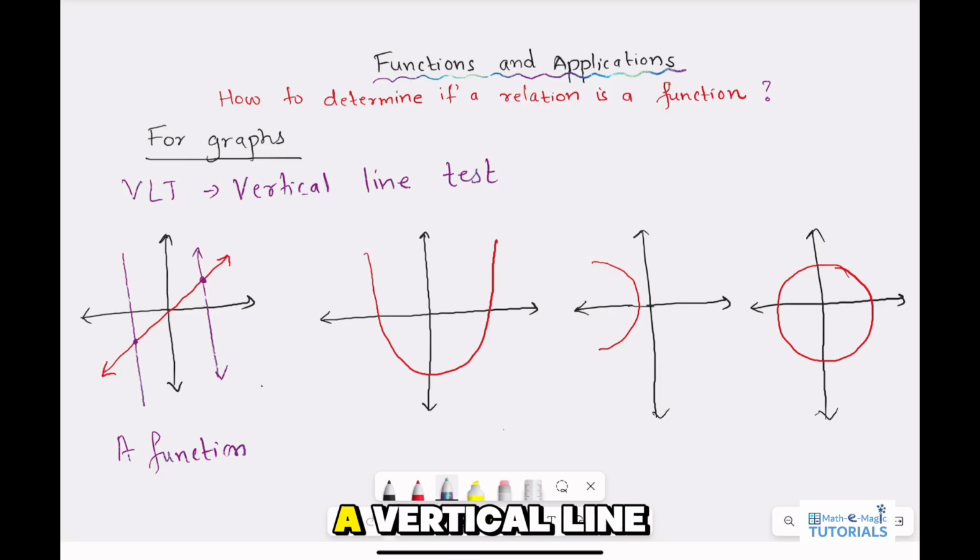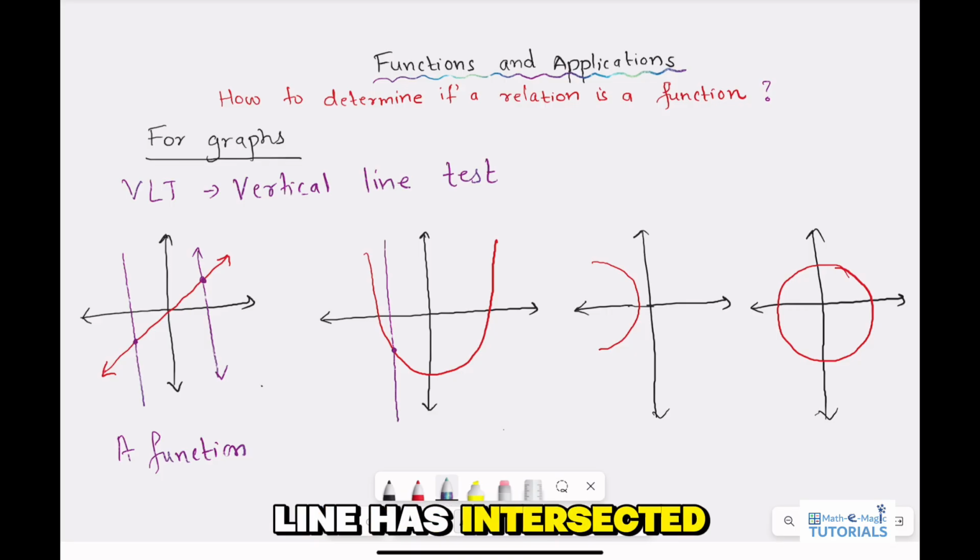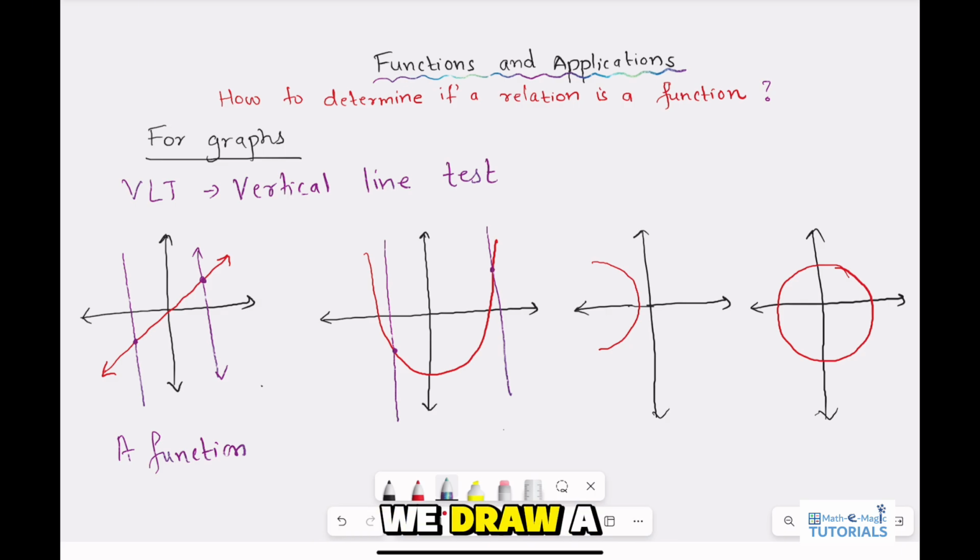Let us look at our second graph, that's a parabola. We will draw a vertical line and we see that the vertical line has intersected our graph here. We draw another one and we see that the vertical line has intersected here. That means when we draw a vertical line, it is intersecting our graph at only one point. So this is also a function.